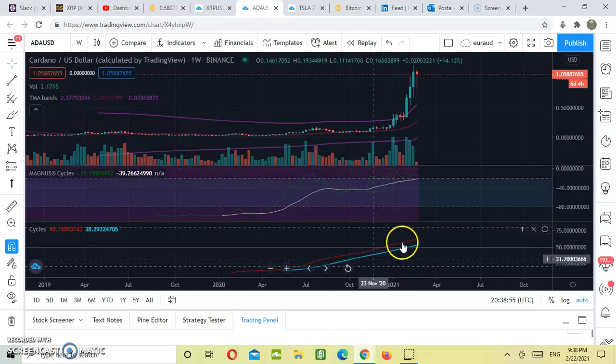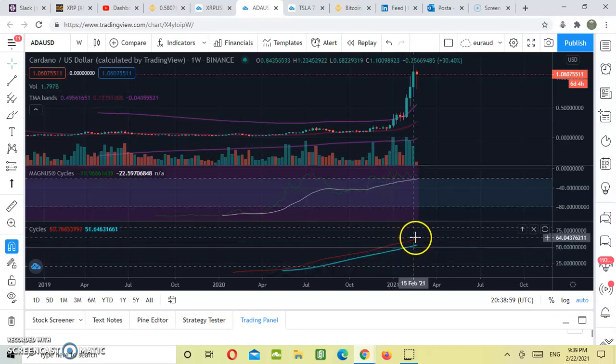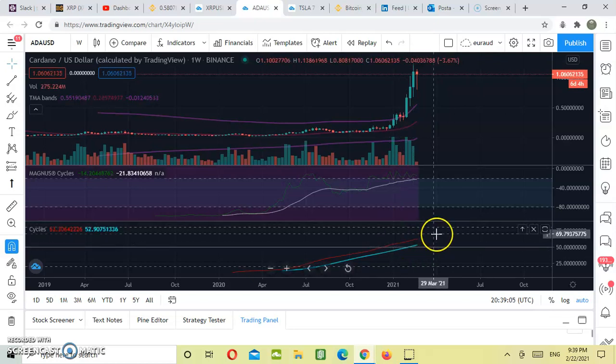Also, as you can see here in terms of cycle, the red curve is above the azure one, so we don't see any cross of the red curve below the azure one. Until we experience the cross, we still have to think that we are inside a bull trend, a bull run up. Okay, so let's move on.